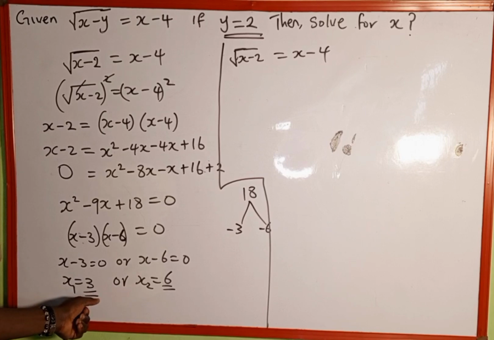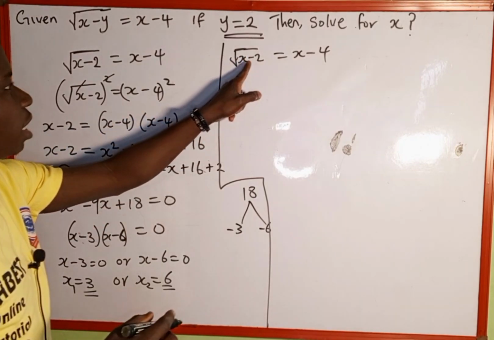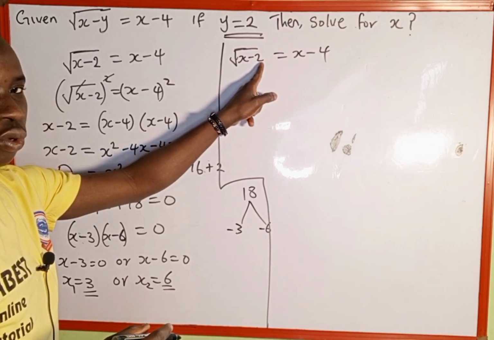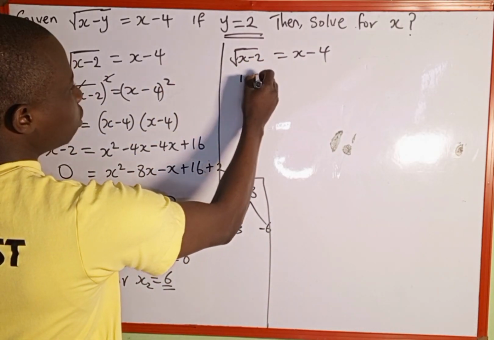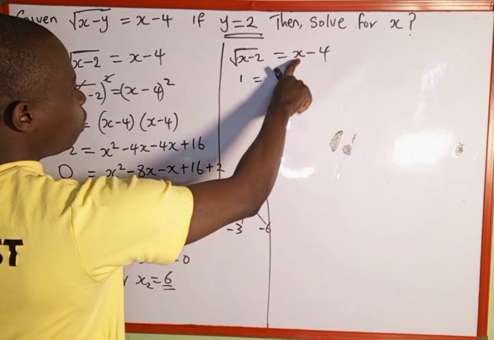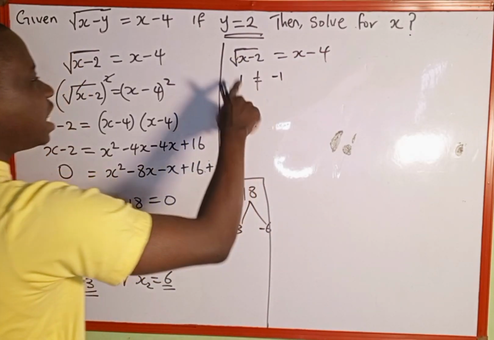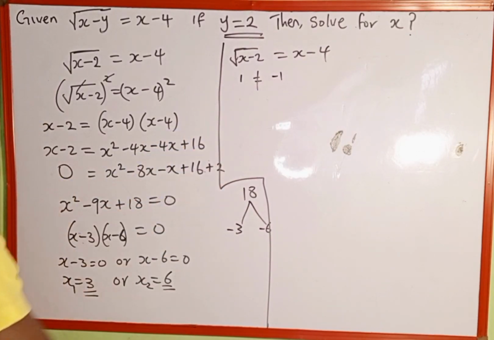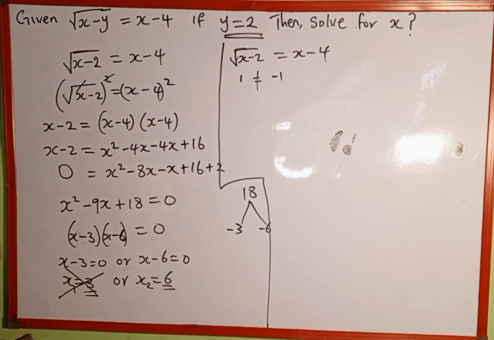First we plug in x is equal to 3. When we plug in 3 here, 3 minus 2 is going to give us 1. Square root of 1 is the same as 1, which is going to be equal to, when we plug in 3 here, 3 minus 4, which is negative 1. So negative 1 is not equal to 1. Therefore, this first one, x is equal to 3, did not satisfy the equation.